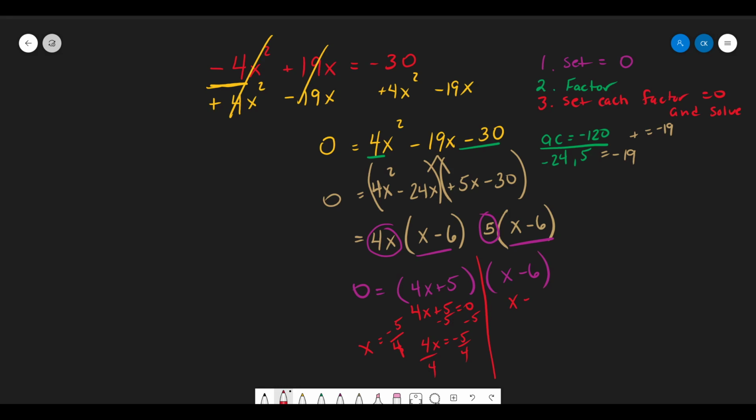Same thing over here. I'm going to do x minus 6 equals 0. And I'm going to solve for x. In this case, I get x equals 6. So my two answers will be 6 and negative 5/4.